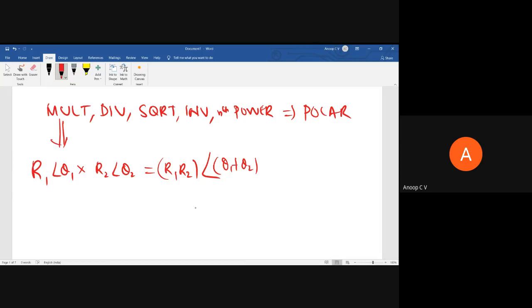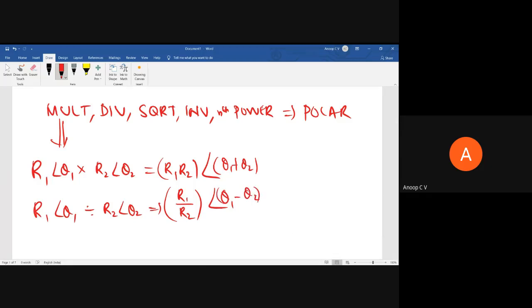And if it is division, r1 angle theta 1 divided by r2 angle theta 2, again the magnitude will be r1 by r2, but can anyone tell me what will be the angle? Please unmute and tell. Yes, Sherwin typed it correctly. It is minus, so theta 1 minus theta 2.